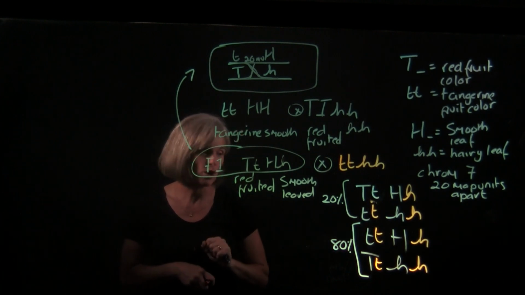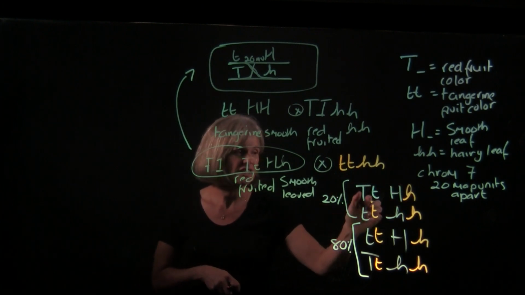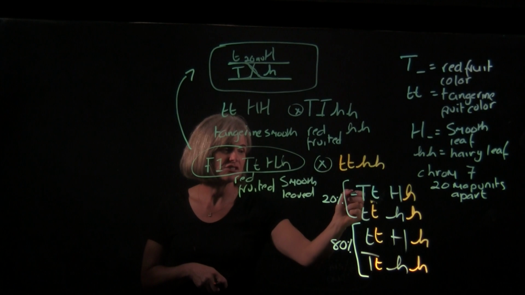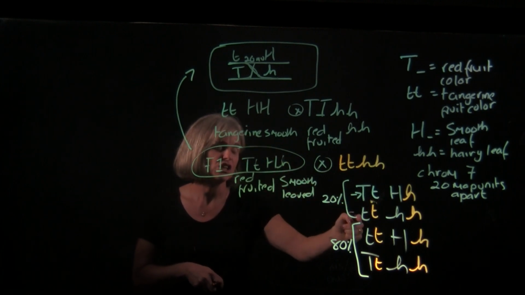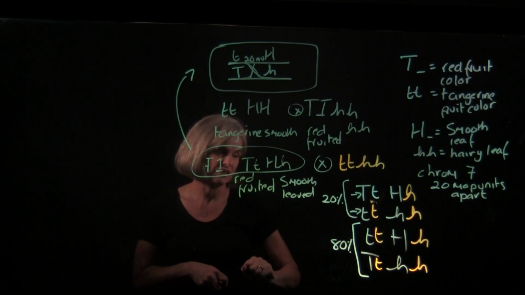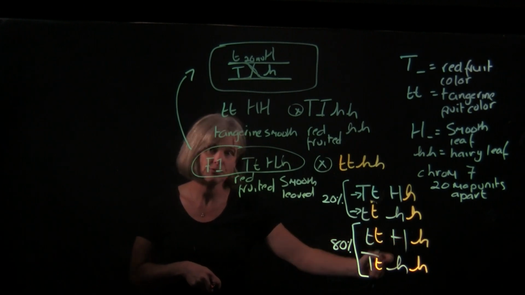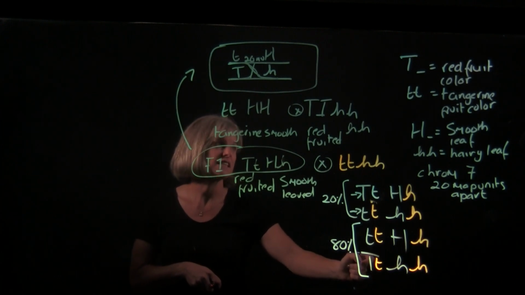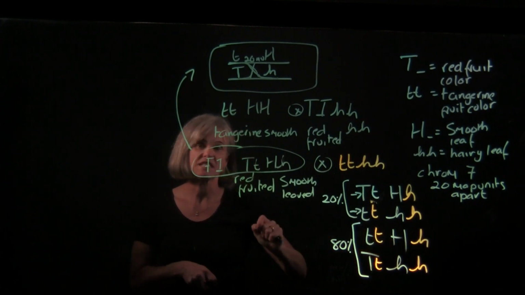So the answer to this problem is we would expect 10% of the progeny to have this genotype and both dominant phenotypes. The other 10% would have this genotype, both recessive phenotypes. We would expect 40% of the progeny to have this tangerine fruit color and smooth leaf, and the other 40% to have this red fruit color and hairy leaf. So that's how we would tackle this problem.